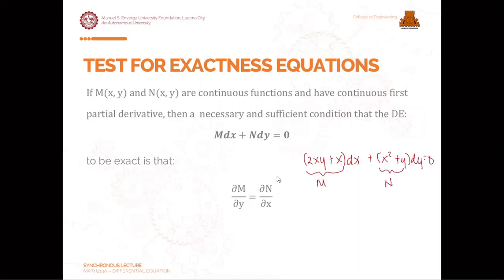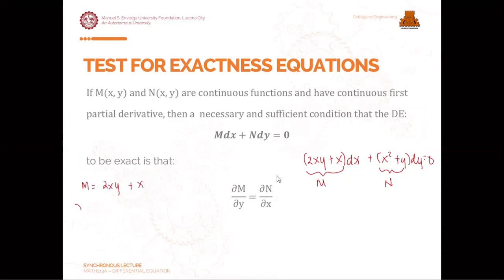Okay? So, ibig sabihin, kailangan natin i-prove na equal yung partial derivatives with respect to the shown na mga variable, no? So, let's start with m. So, halimbawa dito si m. Ang m natin is equals to 2xy plus x.